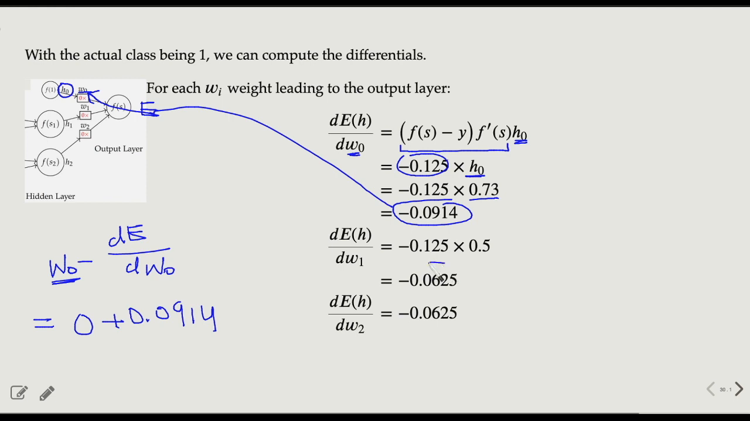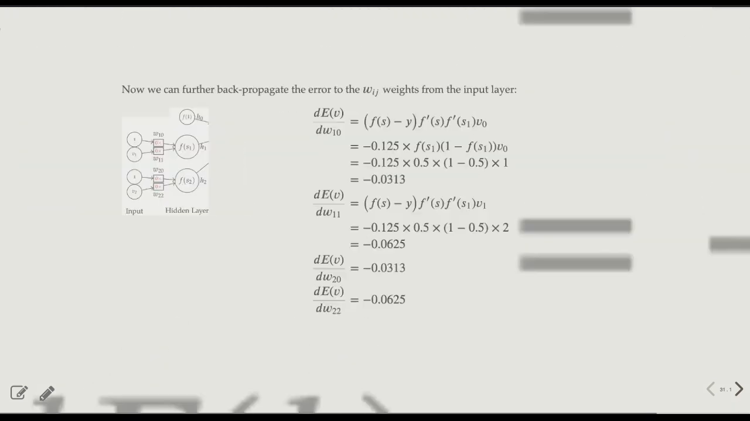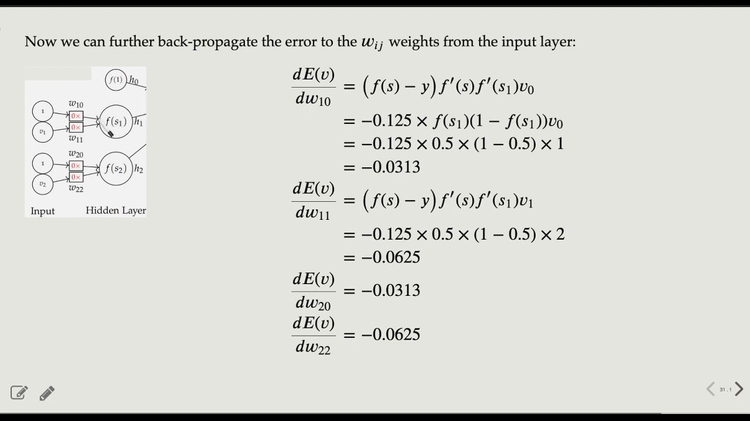Again, the derivative is a negative value, and so when we update it, it's going to actually become a positive 1. The same for W2 as well. So now we finish one step in the backpropagation from the output to the weights for the hidden layer. We need to go one step further to backpropagate the error to the weights from input to hidden. Again, we have discussed the formula here.